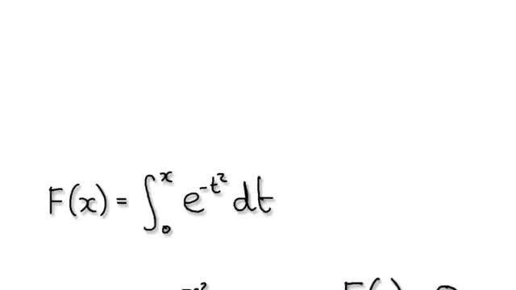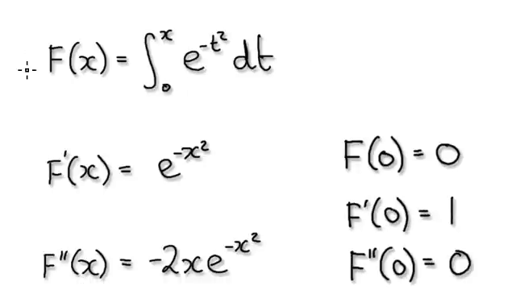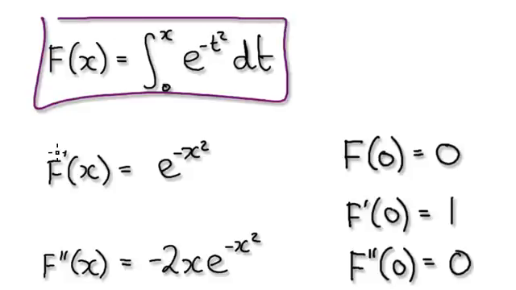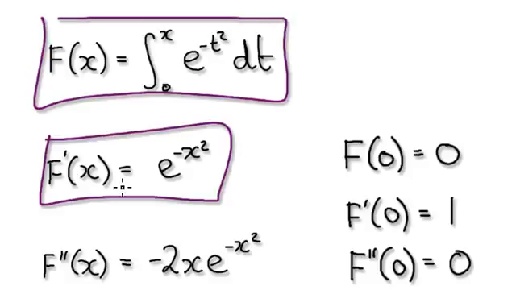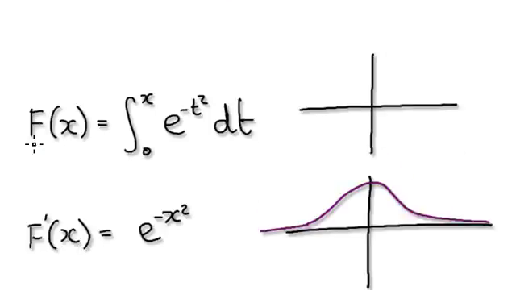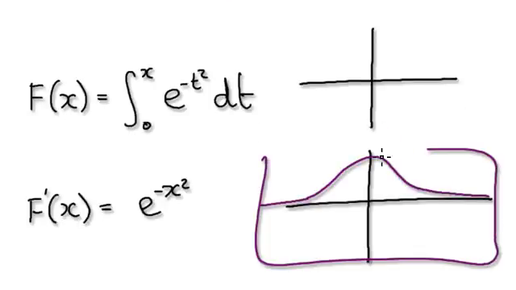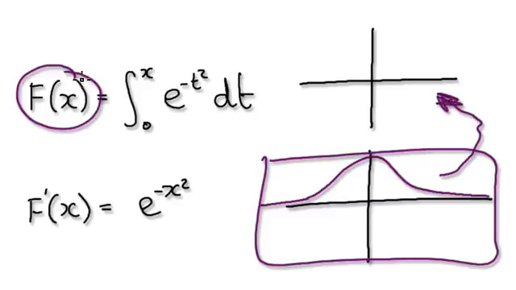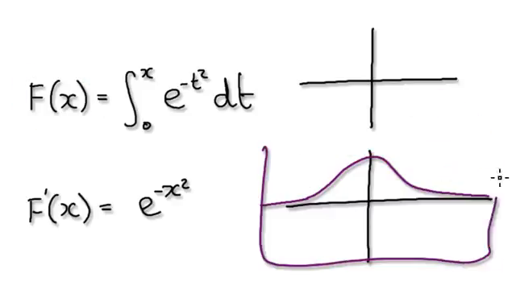Following on from the previous video, we were trying to understand this function here. In the previous video, we looked at f prime. F prime gave us this graph here, and from this graph we can deduce something about our original function. Okay, so f prime looks like this.